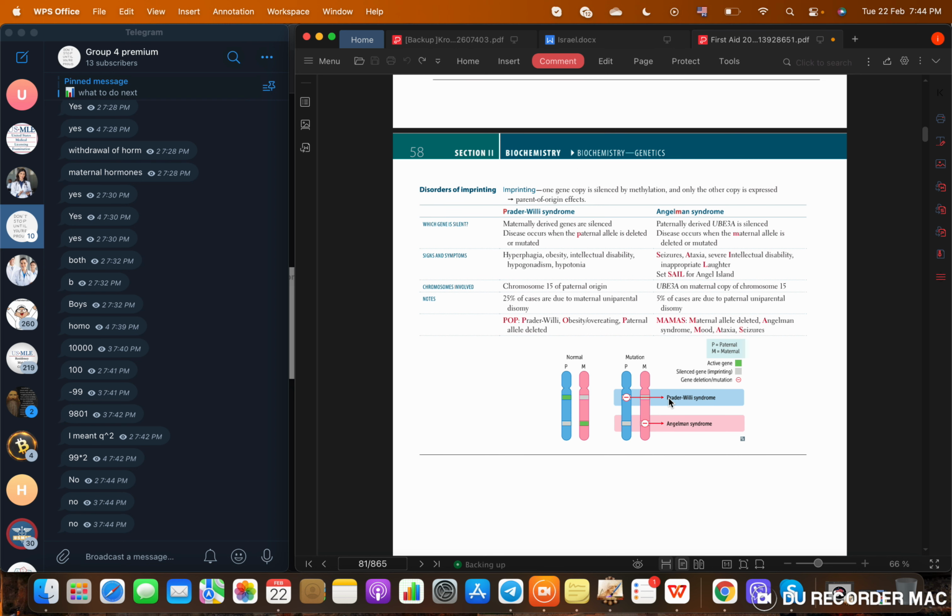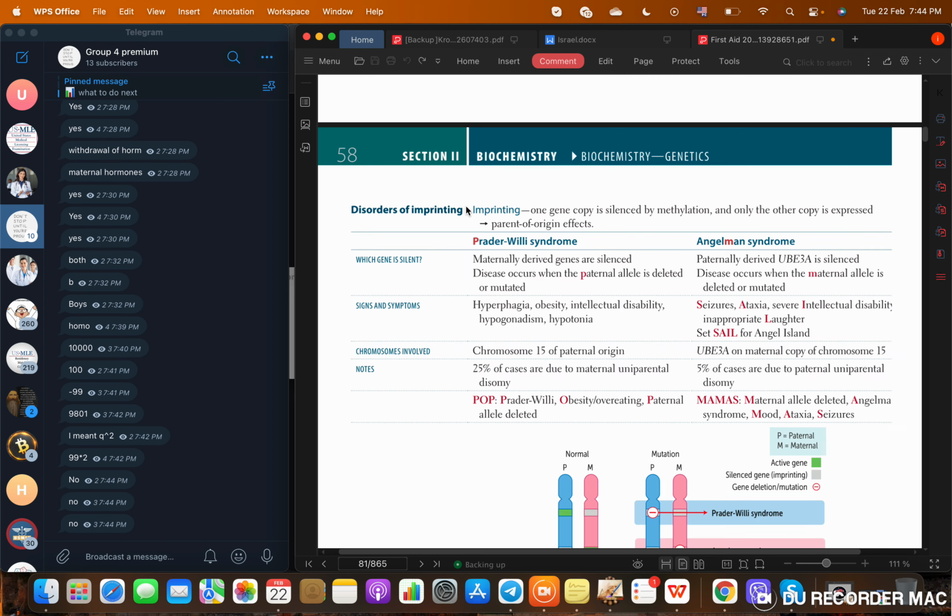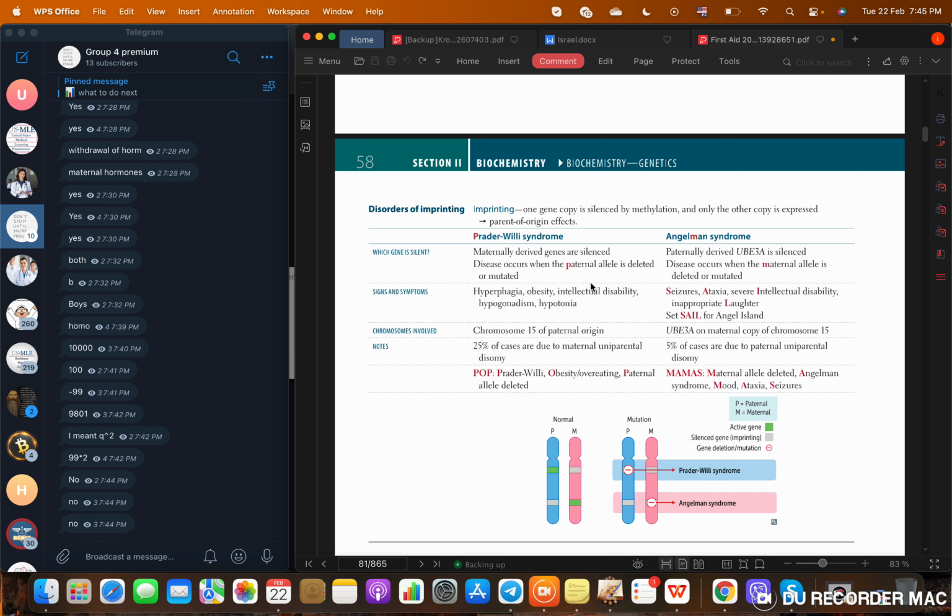So, disorders of imprinting. Imprinting means muting, okay? Imprinting is like not printing. So one gene copy is silenced by methylation. And remember, I told you that we silence, mute, with methylation, and only the other copy is expressed. So it presents with parent of origin. One copy will be expressed and the other copy is going to be silenced.